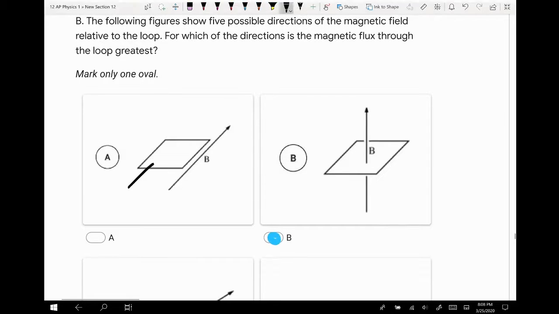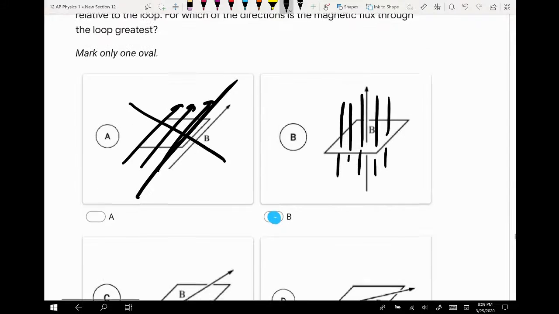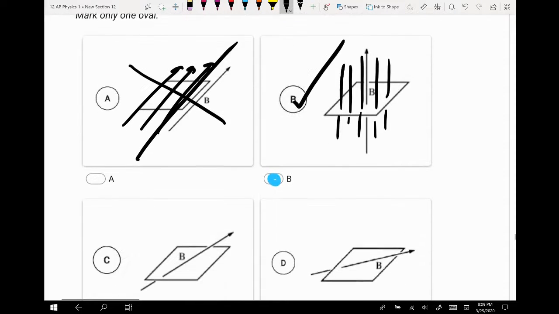So in this first case, there is no magnetic field going through that area because it's all just going on top of it. So the amount of magnetic field passing through is 0, so this one has no flux. With this one, all of the magnetic field is passing through, so we're going to have the maximum amount of flux, so it's going to be B.